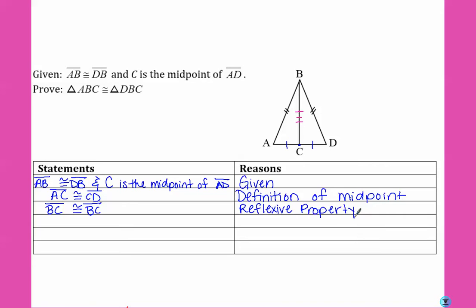Based on our picture, can we determine that these two triangles are congruent? We can using the side, side, side theorem. Triangle ABC is congruent to triangle DBC.